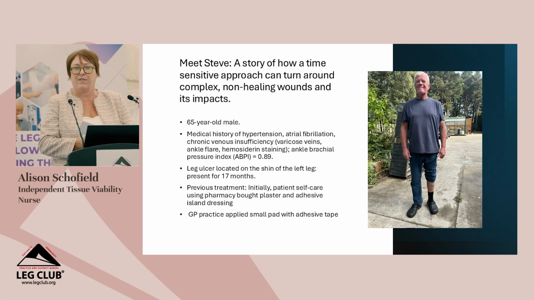So Steve is a 65-year-old male. He's originally from South Africa. He was in the South African Army. Like he described himself, he's a big man, is Steve, very tall, big tough guy. And he's got a history of hypertension, atrial fibrillation, which he takes medication for, and chronic venous insufficiency. He's got varicose veins, ankle flare, the usual types of hemosiderin staining, and his ABPIs were 0.89. So we're kind of on a normal trajectory there.